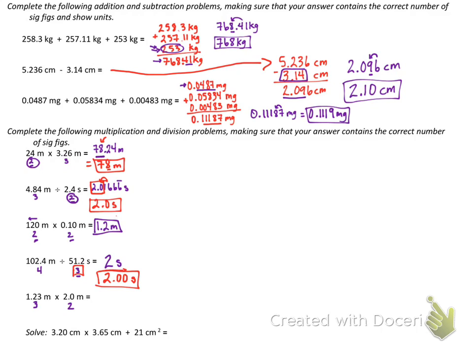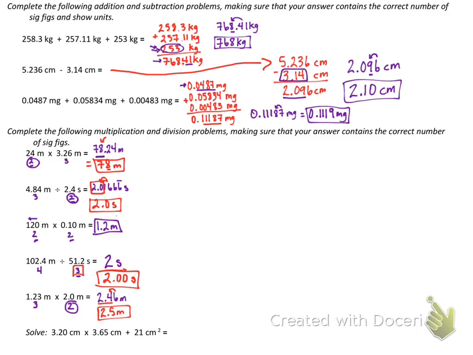All right, next one, we have 1.23 times 2.0, and my answer is 2.46 meters. But my answer must have 2 significant figures. So I look at my answer. My first two digits will definitely be included. But now I want to see what happens to my doubtful digit. This 6 is greater than 5, so this 4 will turn into a 5. So my answer is 2.5 meters.